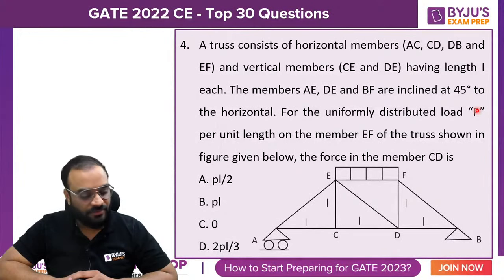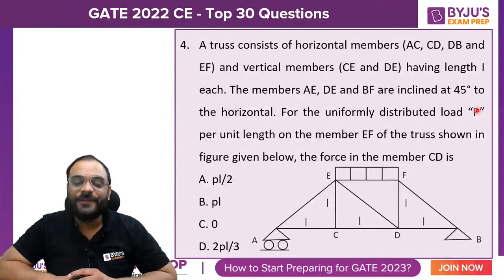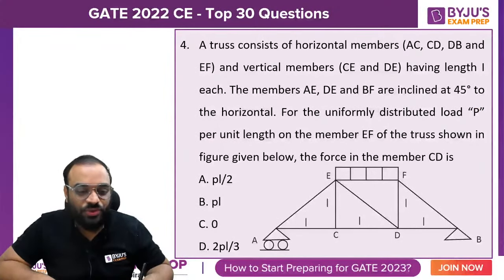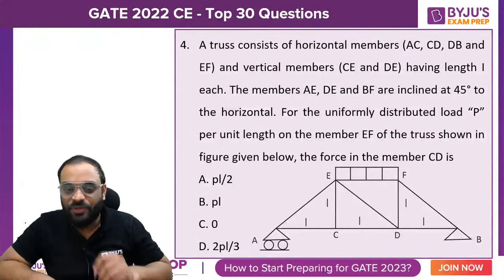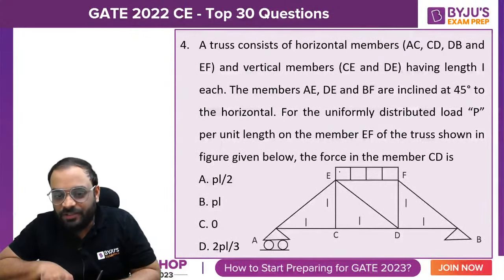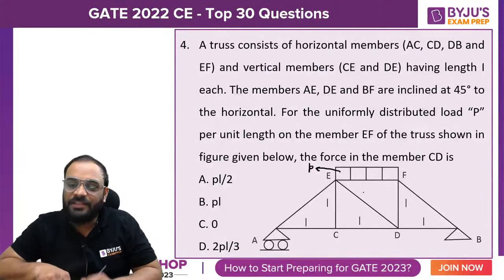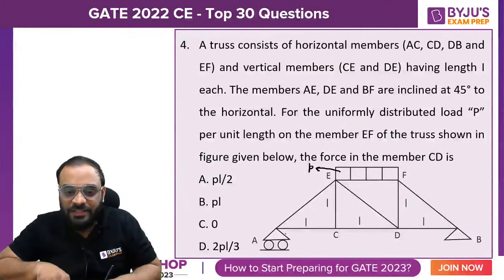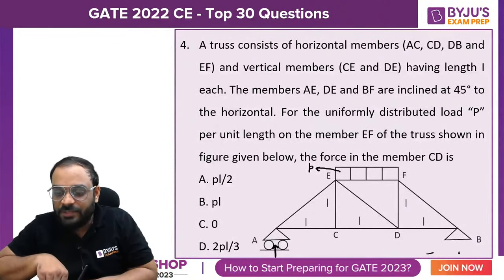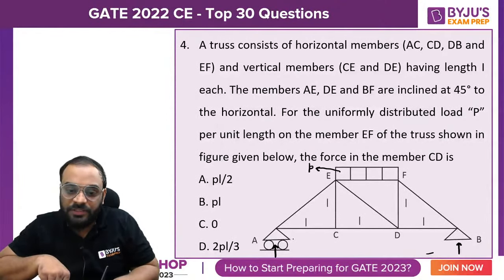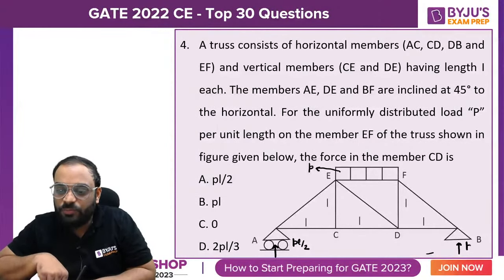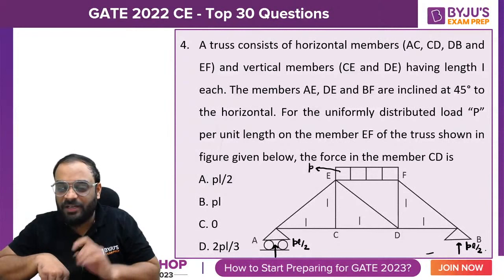Tell me, guys. 0? No issue, no issue, no issue. Let me solve it. Tell me, guys, this particular intensity is what? This intensity is P, correct? And the length is L. So can I say that the force which is acting at support A and at support B is equal to how much? That will be PL by 2. And this one is also PL by 2 because of symmetry, correct?